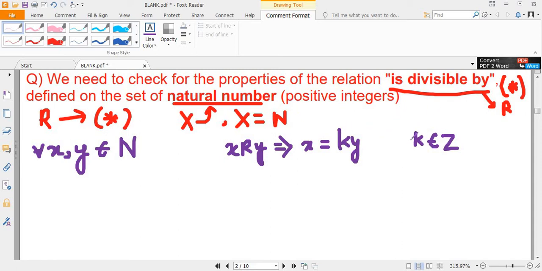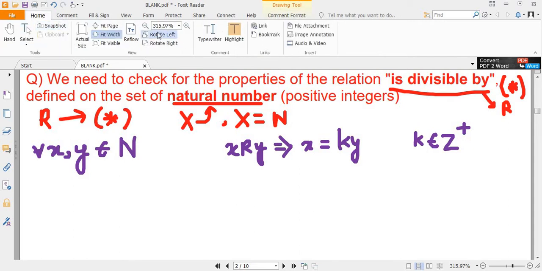Actually, to be very precise, when I talk about divisibility, it might include the set of negative integers as well, but since x and y are natural numbers, k cannot be a negative integer, so I am talking about Z plus, to be very precise. That is, k belongs to the set of positive integers. So that is essentially the definition of "is divisible by".